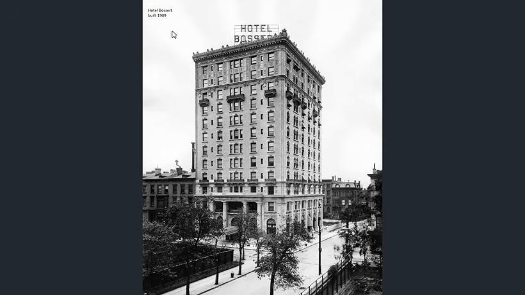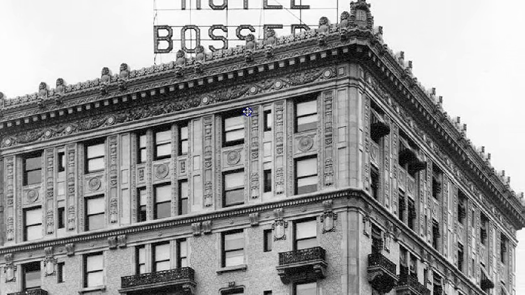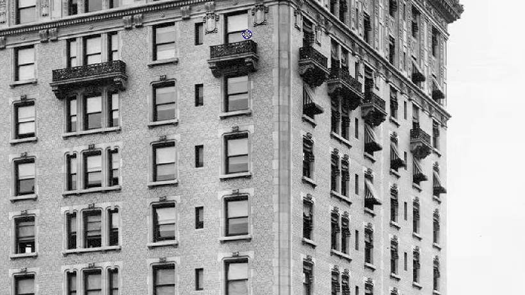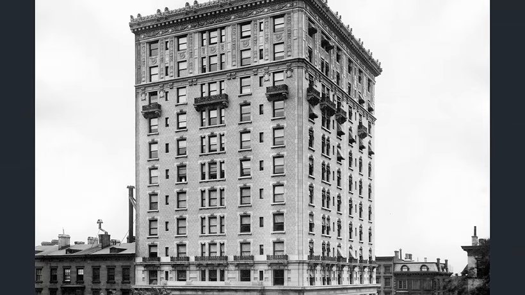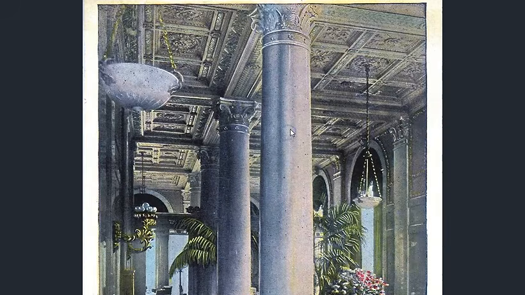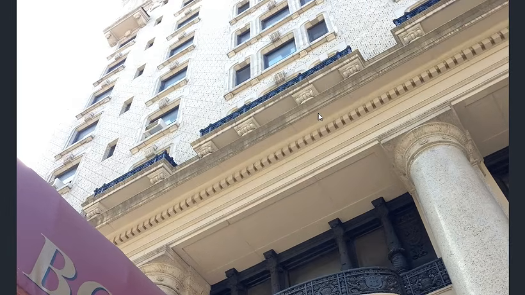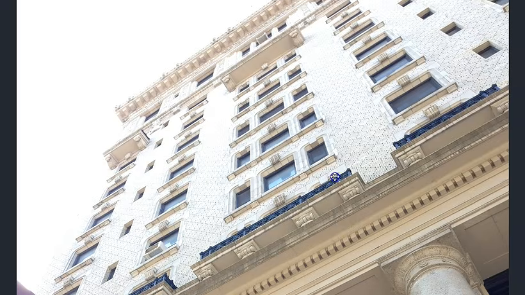Hotel Bossert. 1909 they built this beauty. Absolute stunner, as you can see. And we do have a look at the interior. The Grand Foyer with its massive columns, 1909, and marvelously coffered ceiling. Still stands, and this is a shot of the high quality of materials that were used for this structure.